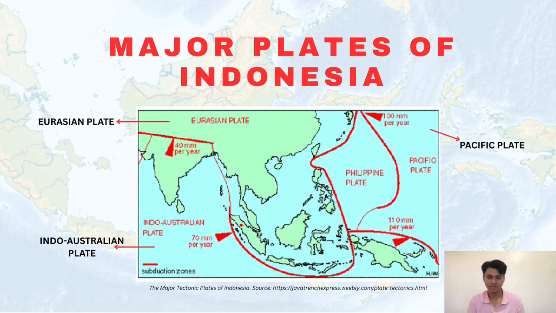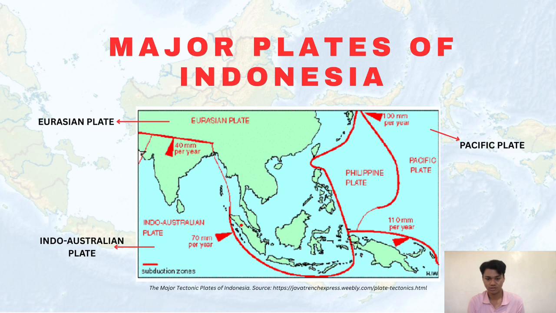There are 3 plates that are responsible for the formation of Indonesia and its islands: the Eurasian Plate, the Pacific Plate, and the Indo-Australian Plate. The Eurasian Plate is located at the northwest side of Indonesia, the Pacific Plate is located at the east side, and the Indo-Australian Plate is at the south side. The Indo-Australian Plate moved northward and subducts beneath the Eurasian Plate.